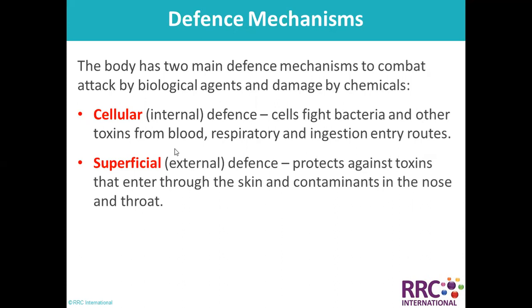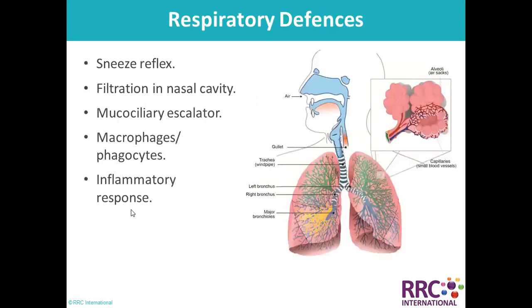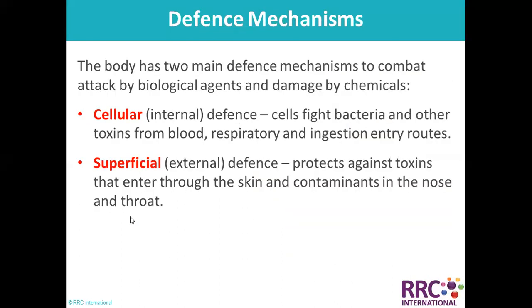Otherwise, we have superficial, that means external defense, which protects against toxins entering through the skin and contaminants in the nose and throat. That is why we have disposable masks or respirators, different kinds of masks available, so that toxins shouldn't enter our skin or airways. That is why we even have a complete uniform, especially for welders like FRC, fire resistant clothing, or separate coveralls for people who are directly handling chemicals. So their PPE is entirely different in nature as per the requirement, or suitable to the process.